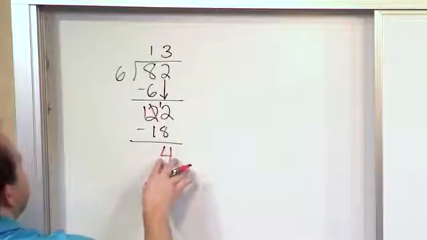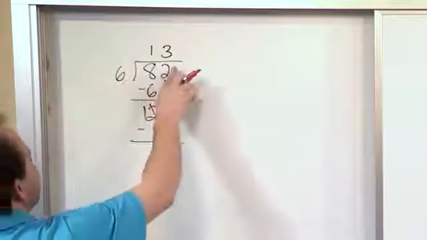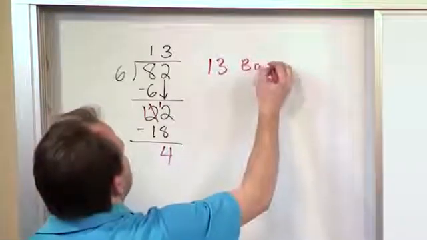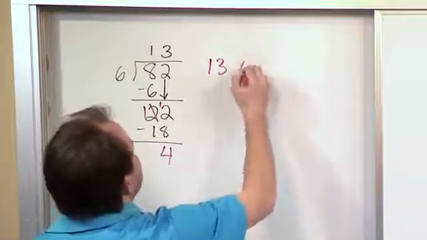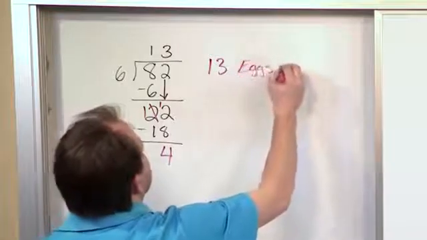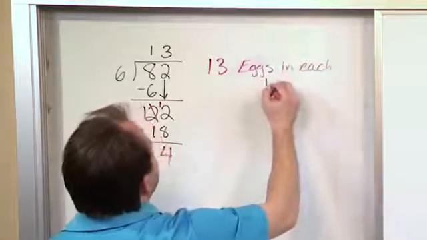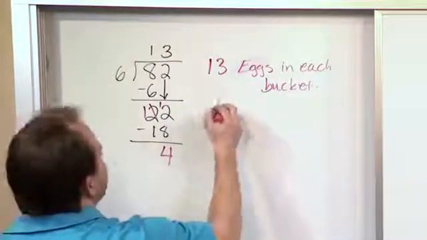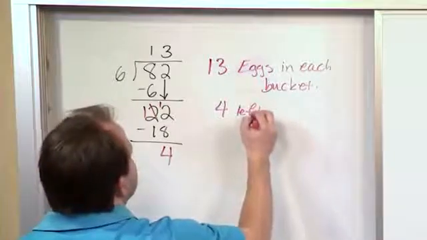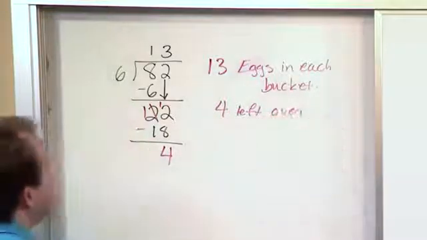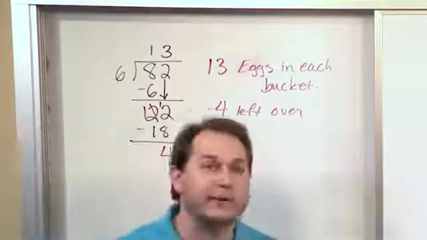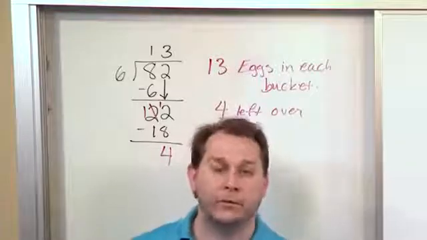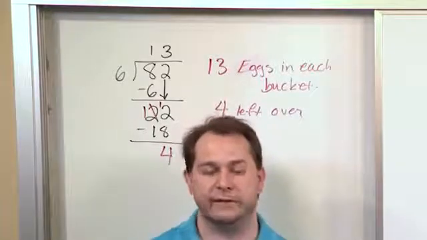And notice that this 4 that we're done with at the end is less than 6. There's nothing left to grab. So what this is telling us is 13 buckets. I'm sorry, 13 eggs. 13 eggs in each bucket. And after we put 13 eggs evenly in each bucket, we have 4 eggs left over. Okay? We can't put another egg into each one of the buckets because we only have 4 left. We have 6 buckets there, so we can't divide those evenly. So that's what the remainder is in this case, and that's what a remainder really is.